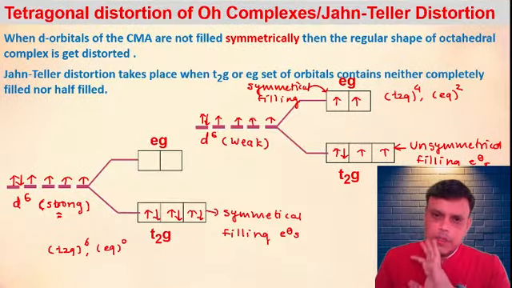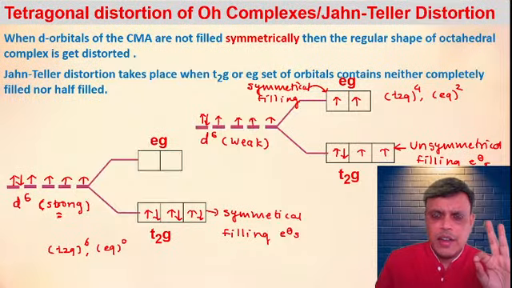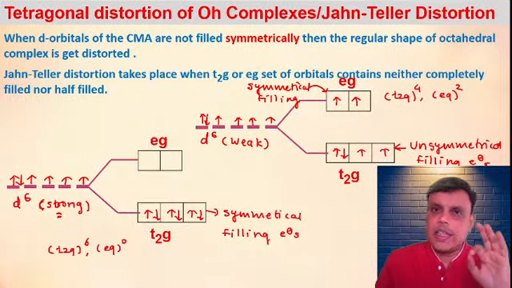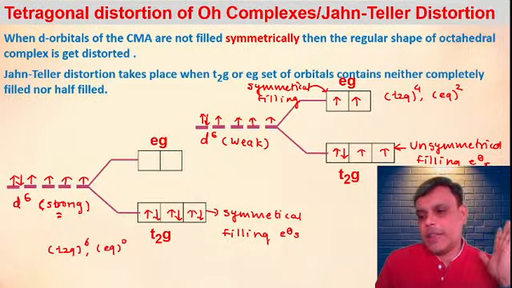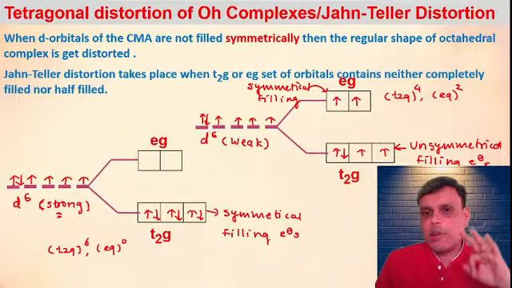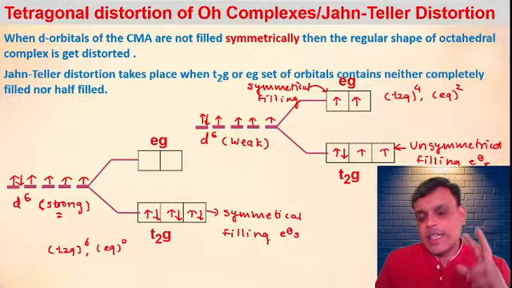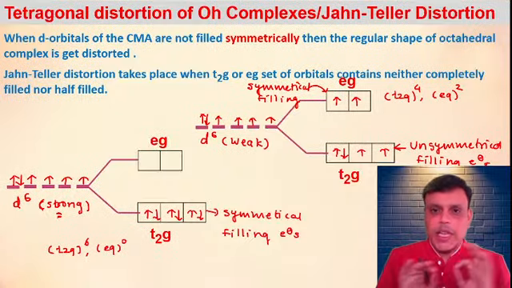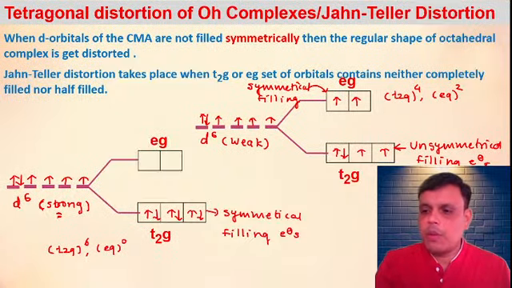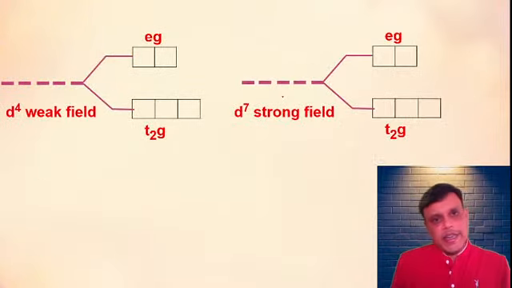It is simple. When the orbital is exactly half filled or completely filled, then that orbital is called symmetrically filled. And when it is less than half filled or less than completely filled, then it is called unsymmetrical filling of electrons. Very simple, okay? Everyone is saying yes sir, we have understood. Then we will go to the next example.